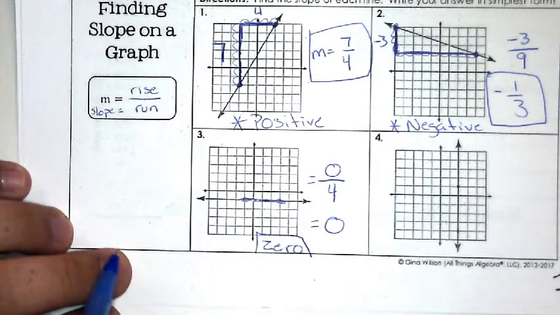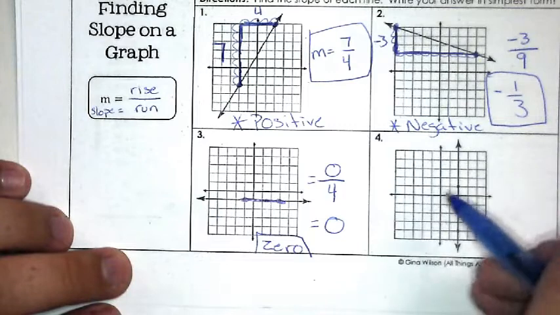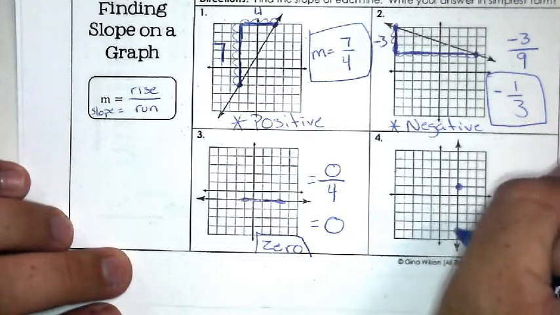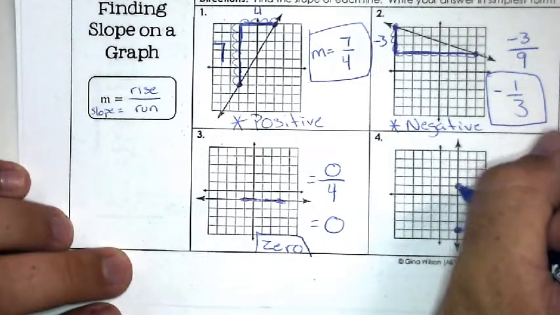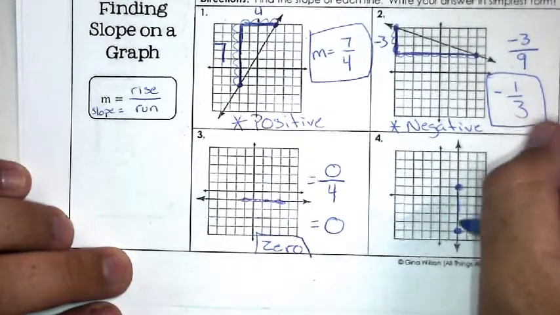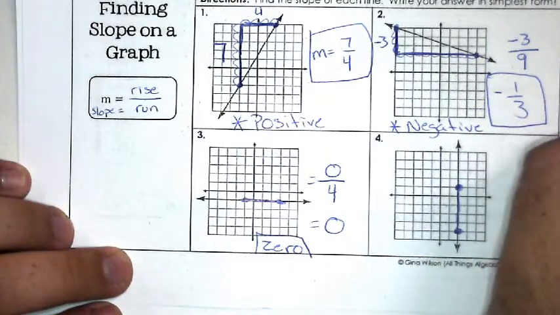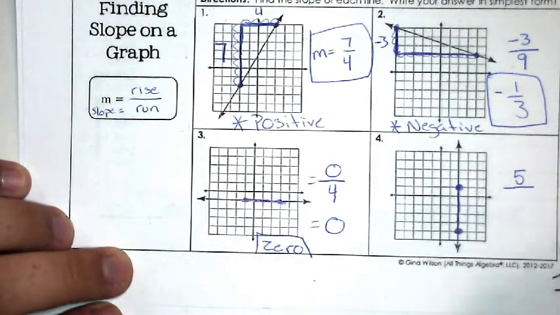All right, let's talk about this one right here. I'm going to pick 2 random points. Did I rise at all? Yes. How far? 5. Okay. In this situation, I rose 5. Did I run at all? No.